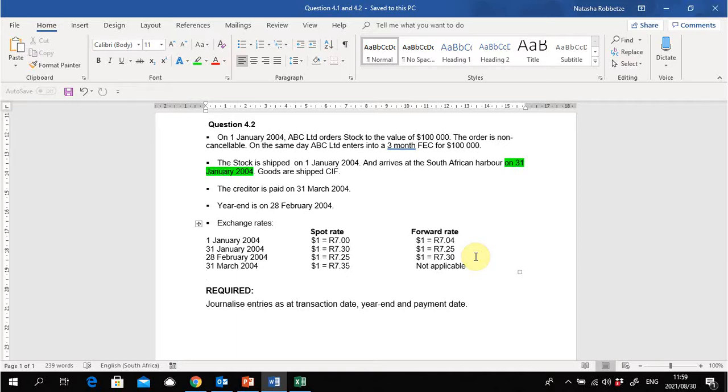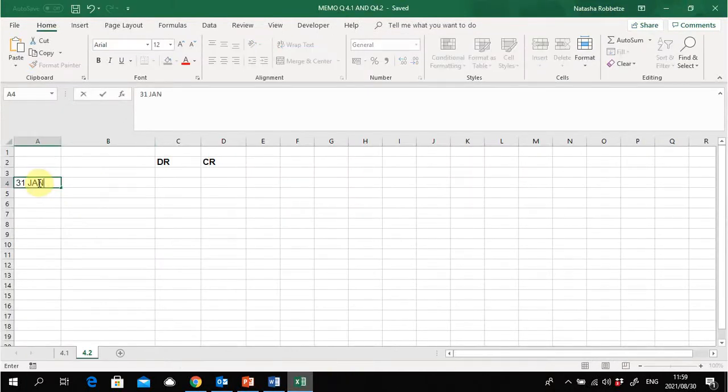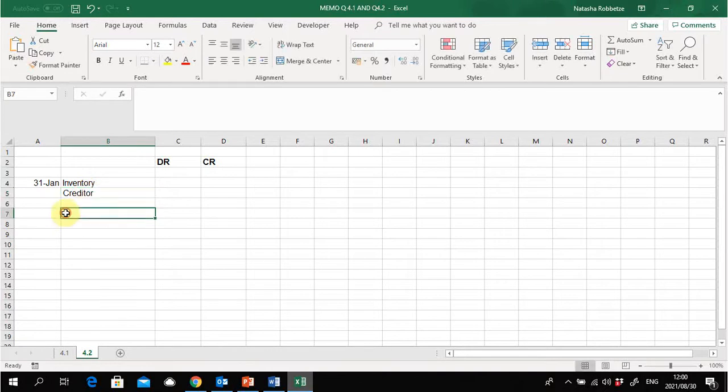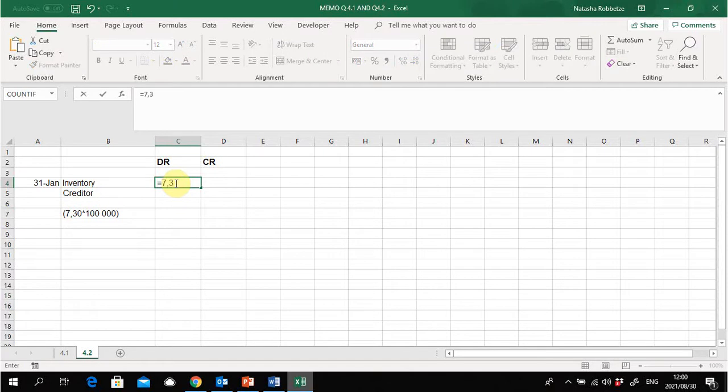What I know is that this is a firm commitment. So on transaction date, I will only need to account for one thing, which is the creditor and the goods that I am buying. I need to recognize the creditor at the spot rate on the transaction date. Going to my memo, the transaction date is the 31st of January. I'm buying inventory, so I'm going to debit the inventory and credit the creditor. I need to recognize it at the spot rate, and the spot rate on the transaction date was R7.30 times $100,000, I believe. And that gives us R730,000.